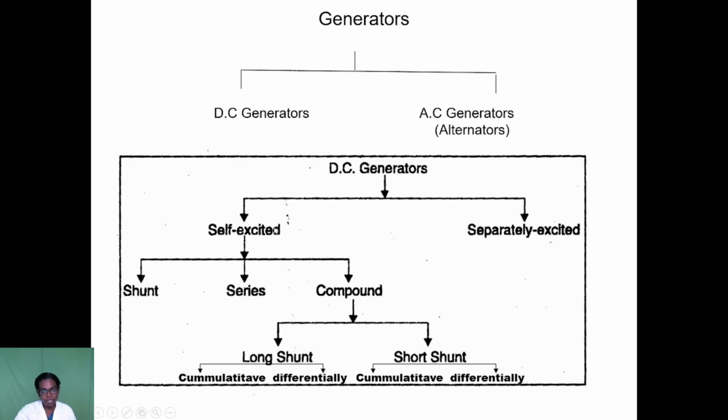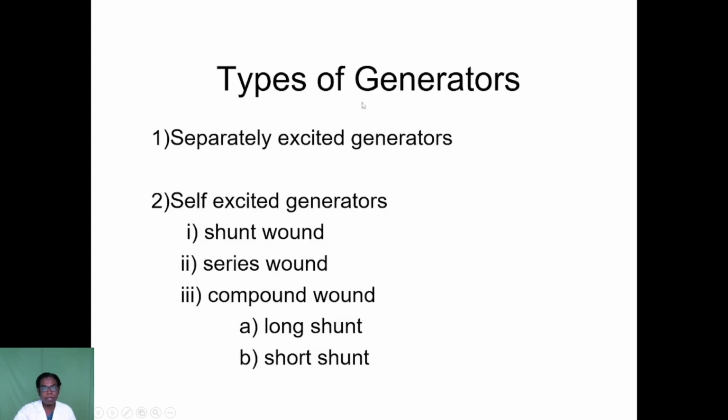From the DC generator, the types are self-excited and separately excited. Below the separately excited, there is nothing further. The self-excited types are shunt, series, and compound. In compound, there are long shunt and short shunt, and then cumulative and differential. Okay, so next, types of generators.